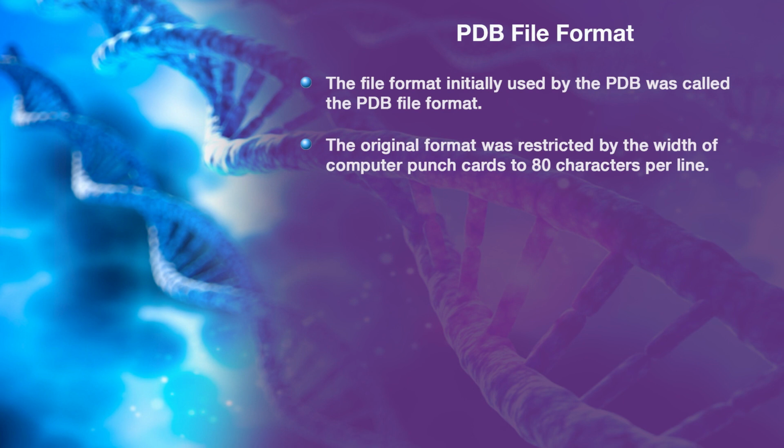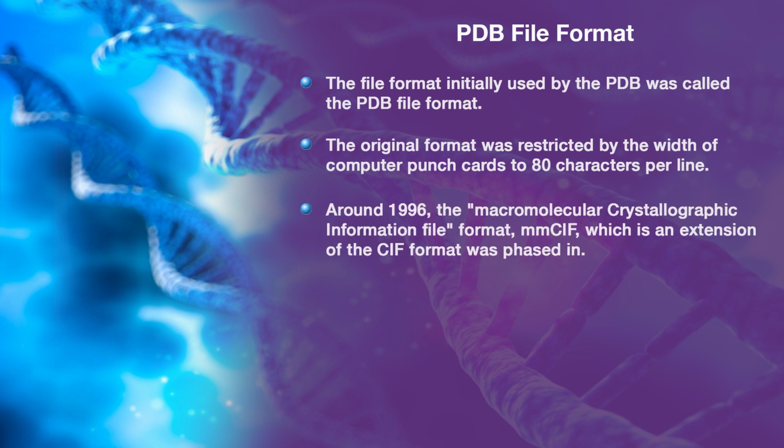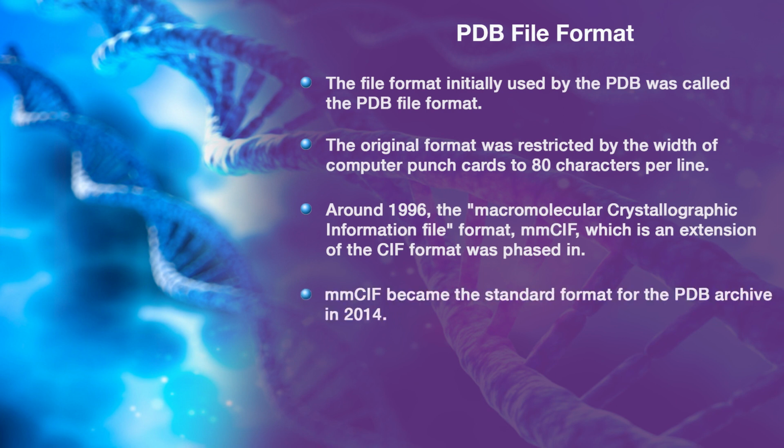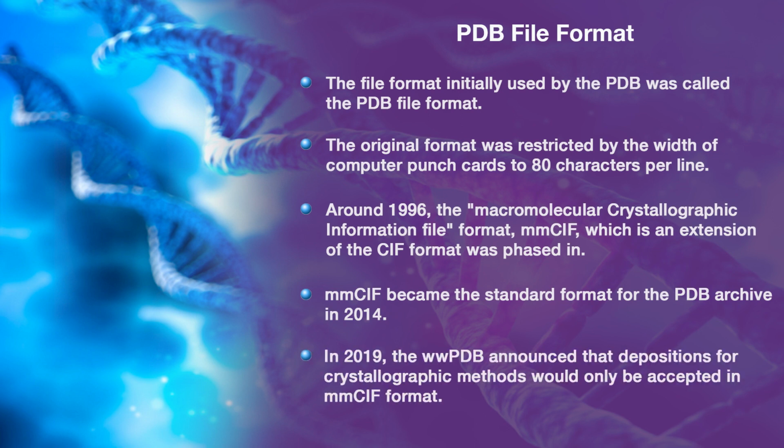The file format initially used by the PDB was called the PDB file format. The original format was restricted by the width of the computer punch card to 80 characters per line. Around 1996, the macromolecular crystallographic information file format, mmCIF, which is an extension of the CIF format, was phased in. mmCIF became the standard format for the PDB archive in 2014. In 2019, the worldwide PDB announced that deposition for crystallographic methods would only be accepted in mmCIF format.